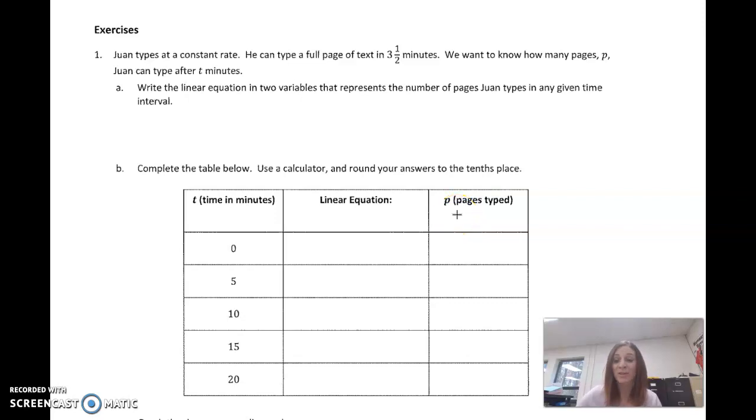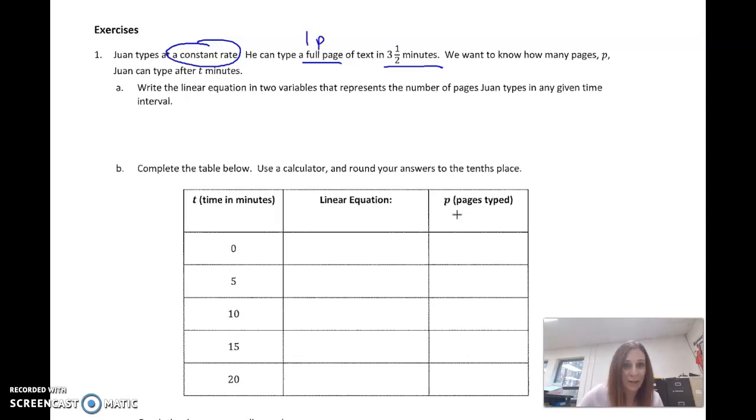All right, we're going to look at some more examples of how we can take a constant rate and write an equation to be able to figure out more information. So Juan types at a constant rate. Okay, I'm thinking proportional. I'm thinking I can set up that proportion and I can come up with my equation. He can type a full page in 3.5 minutes.